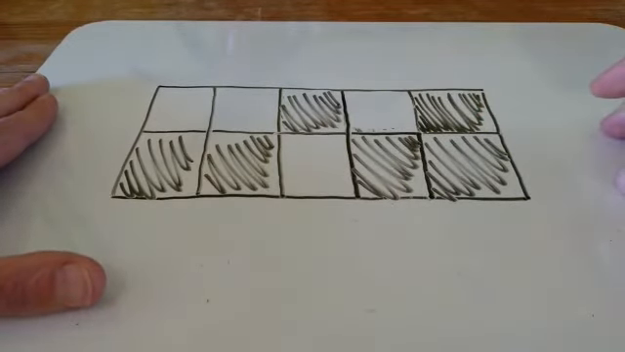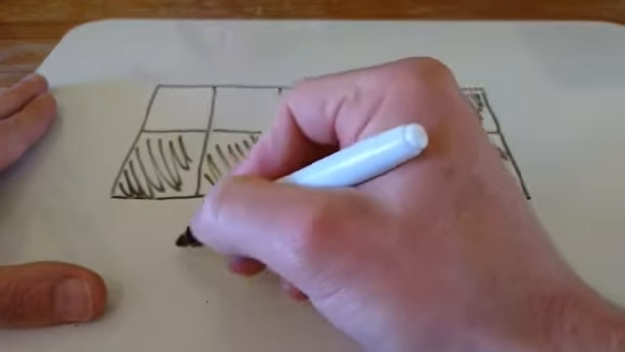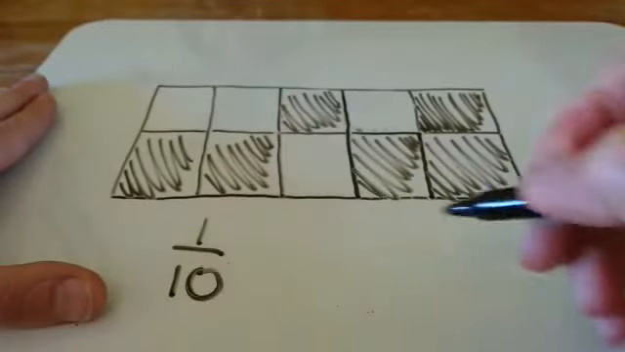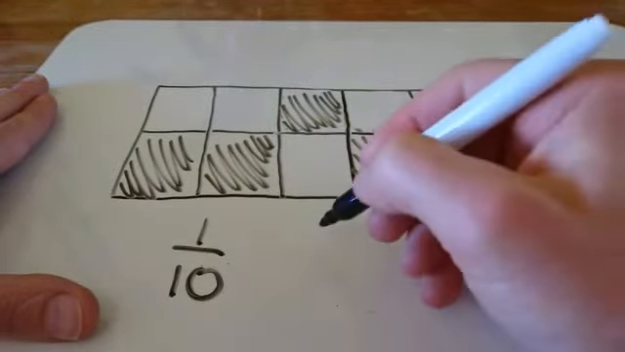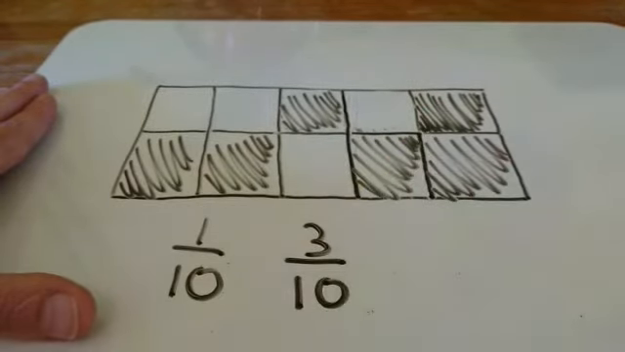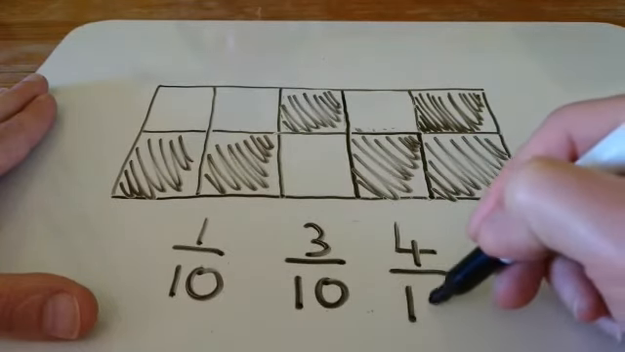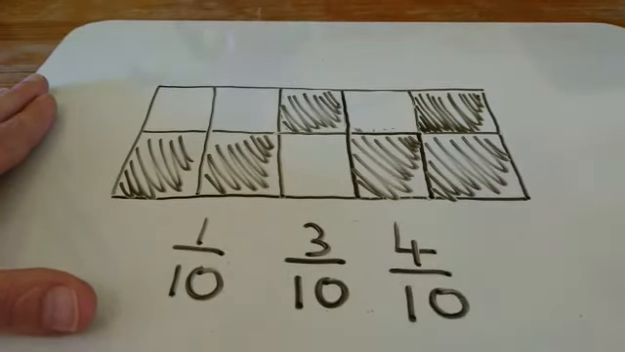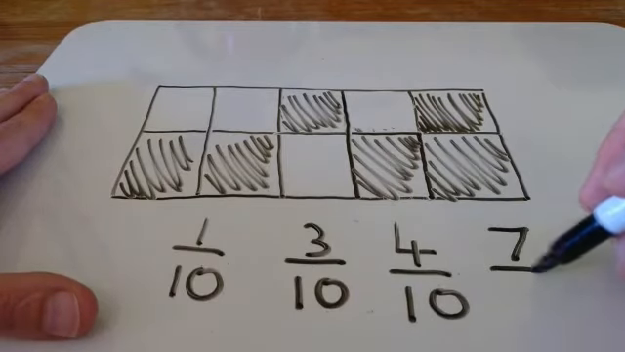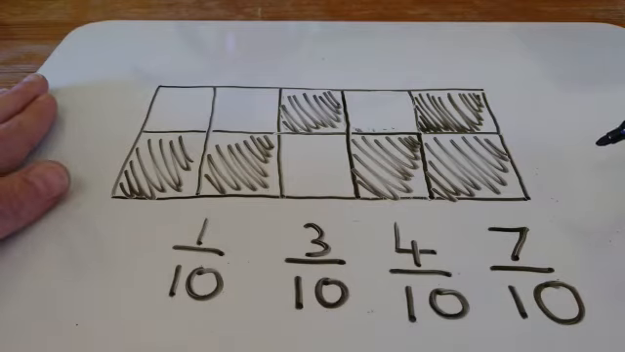How many more would I need to colour in to make the whole? Would I need to colour in 1 tenth? Would I need to colour in 3 tenths? Would I need to colour in 4 tenths? Or would I need to colour in 7 tenths? Have a little think, see if you can find the right answer.